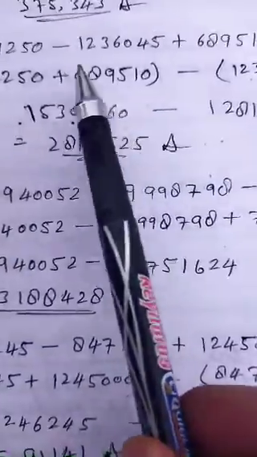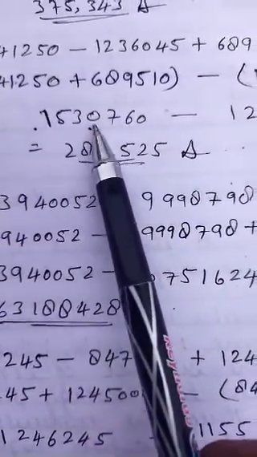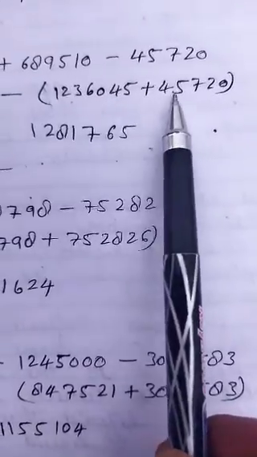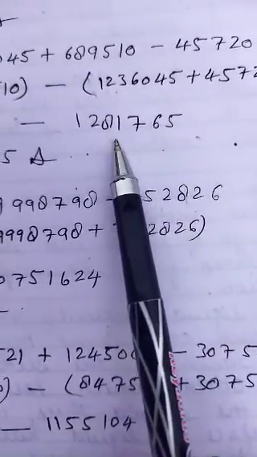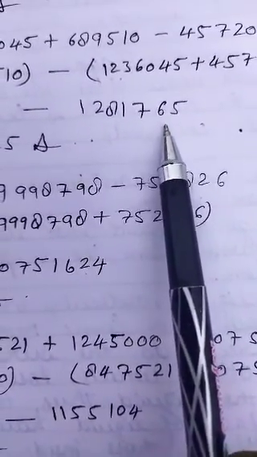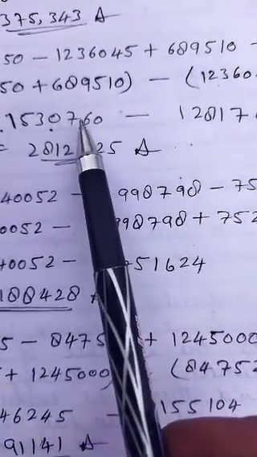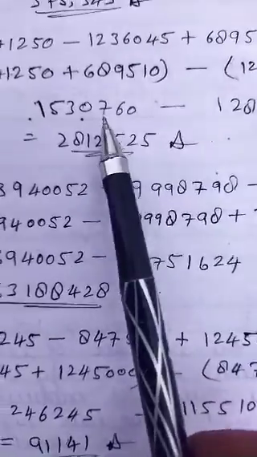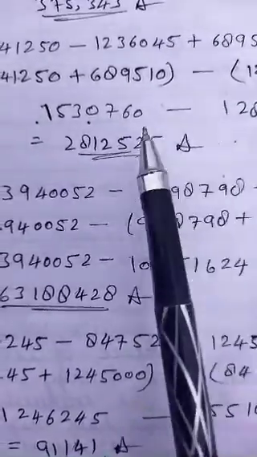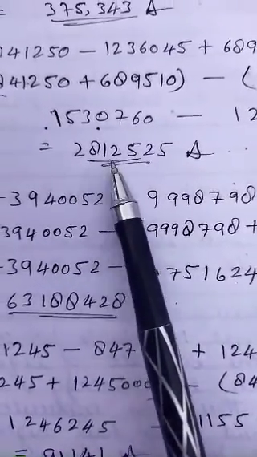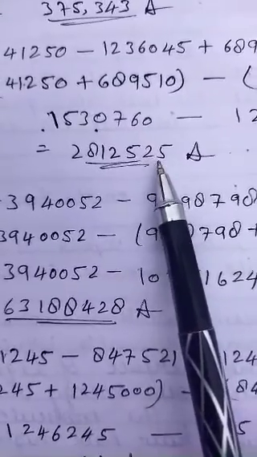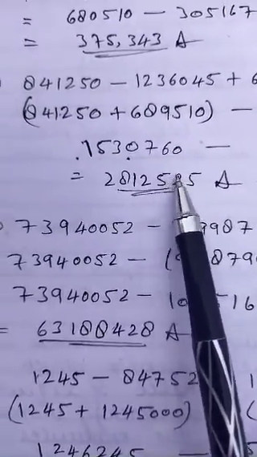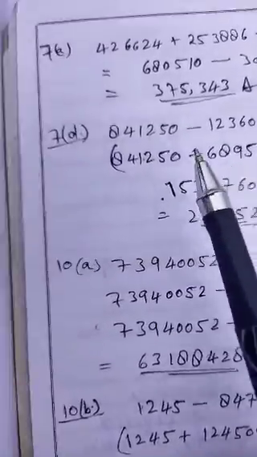So after adding these two numbers we will get 1530760, and after adding these two numbers we will get 1281765. Then the answers of both will be subtracted. So after subtracting both we will get 2812525. This will be our final answer. This is how we have to solve this.